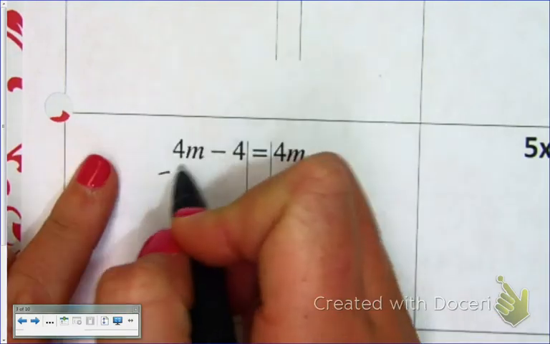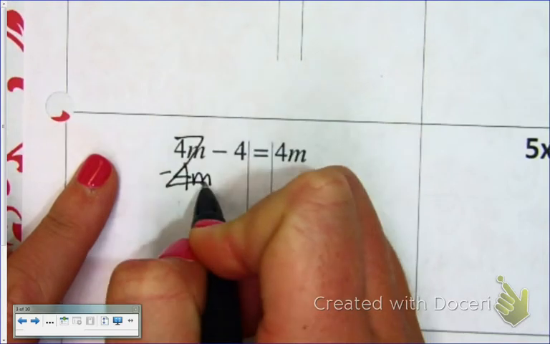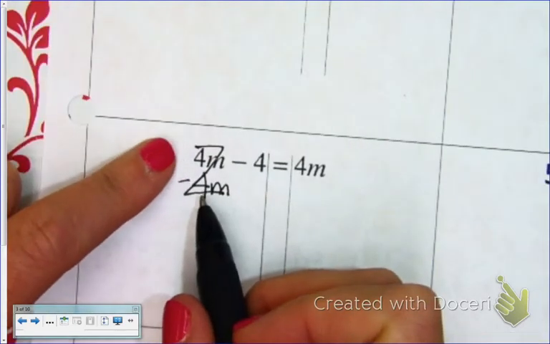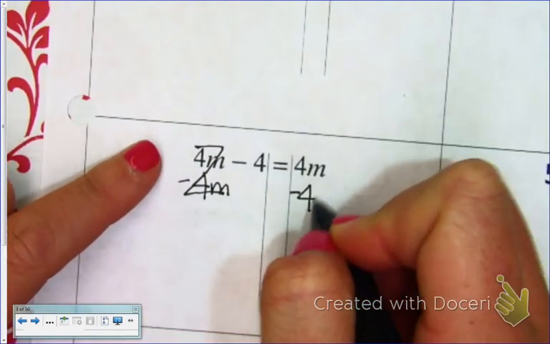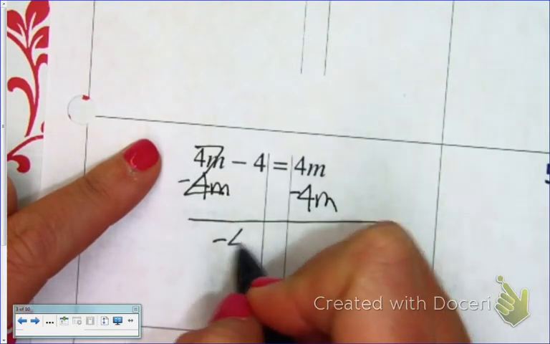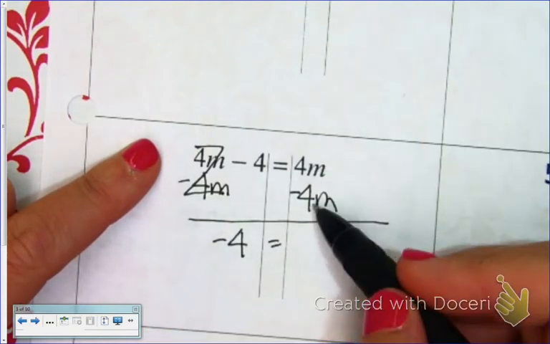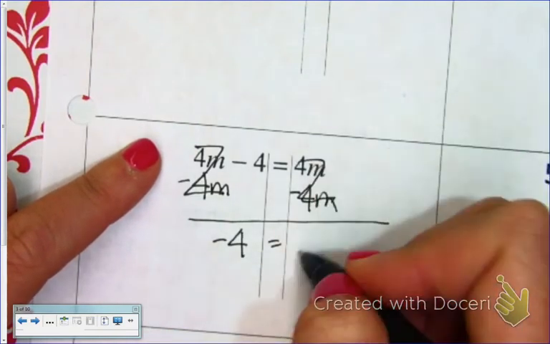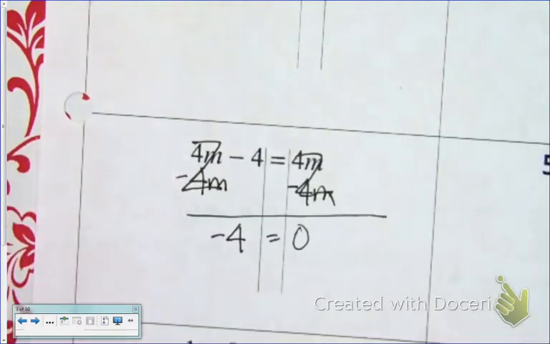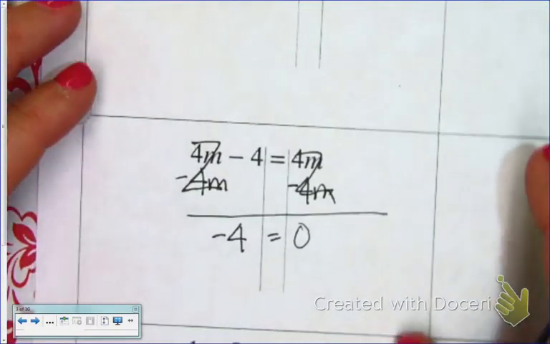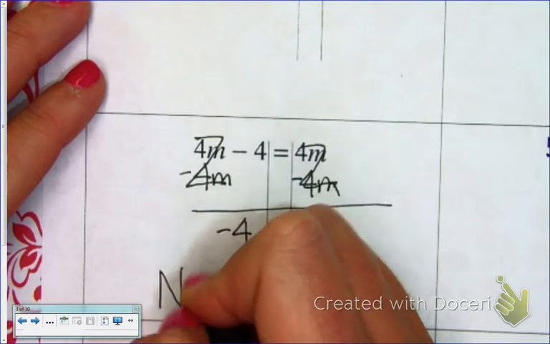So I'm going to subtract 4m because that gives me 0. It's taking the opposite of it. And then subtract 4m over here. So I end up with this. 4m minus 4m gives me 0. We lost all of our m's. So what that means is that this is a no solution.